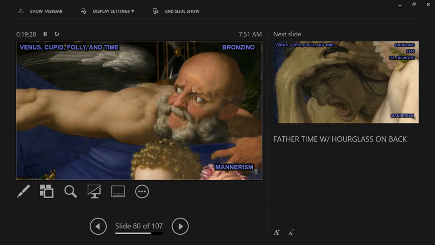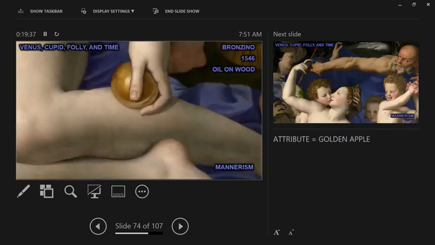Again, there's Father Time. He has an hourglass on his back as time goes. And then over on the left side, I'm going to go back here.